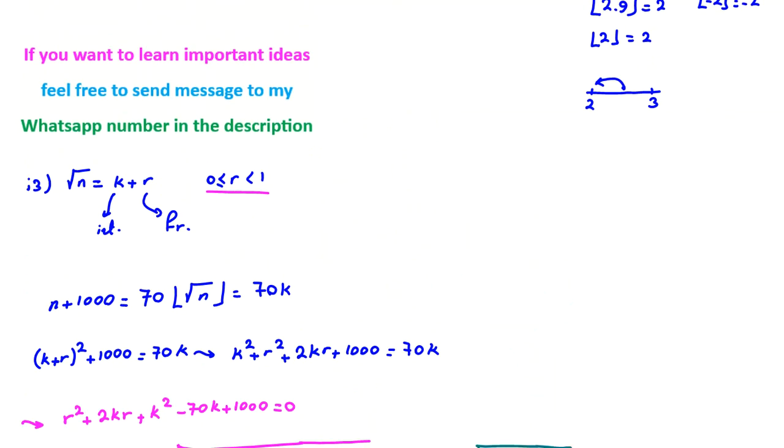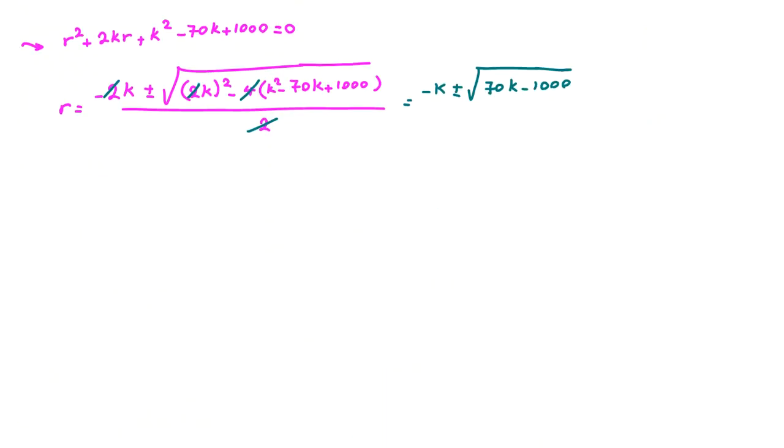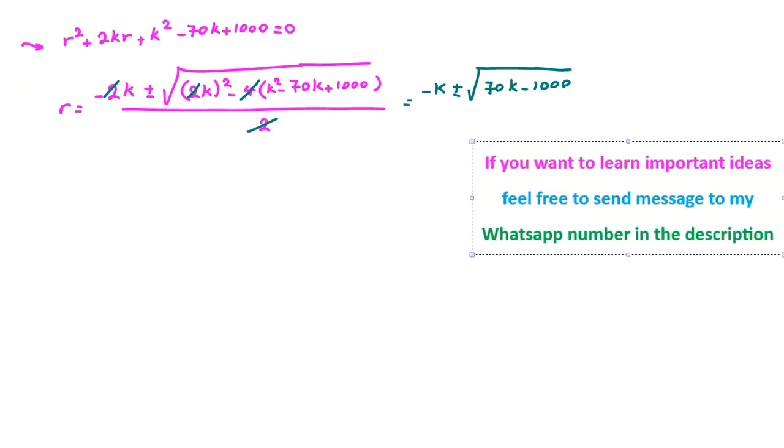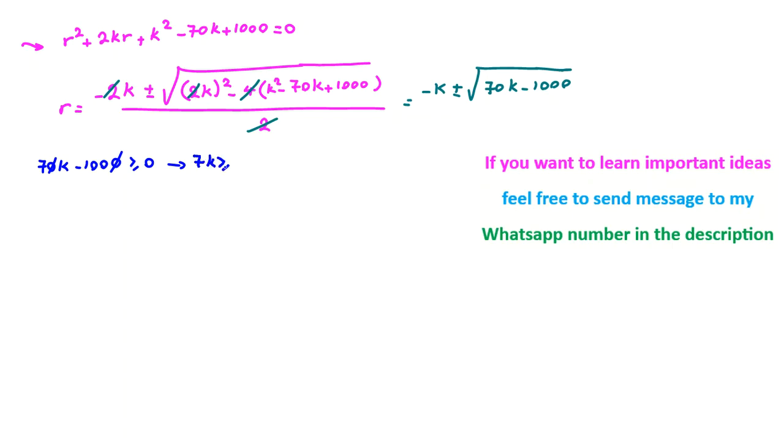And r was what? r was from 0 to 1: at least 0, strictly less than 1. So we can conclude here r, which is this number. At first, inside the square root should be non-negative. 70k minus 1000, which is inside the square root, is greater than or equal to 0. We can divide both sides by 10. So 7k is greater than or equal to 100. So we can divide both sides by 7. 100 over 7 is 14 point something. So because k is an integer, k is at least 15. It is the first condition that we've reached.